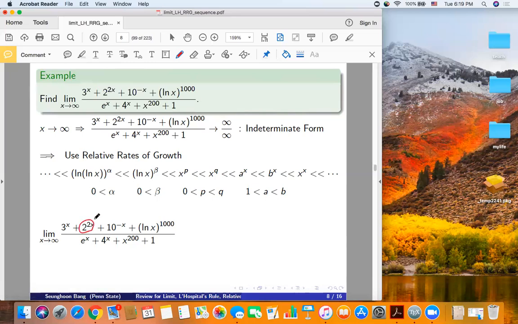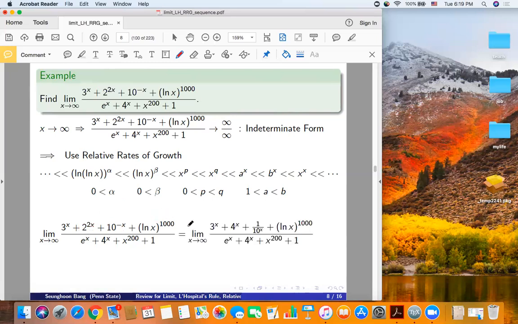The first one is a power of a base. You can change it to 2 squared to the power x, exactly 4 to the x. What's 10 to the minus x? It's the same as 1 over 10 to the power x. You can change it like this. Next one.